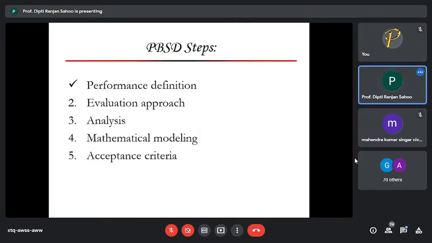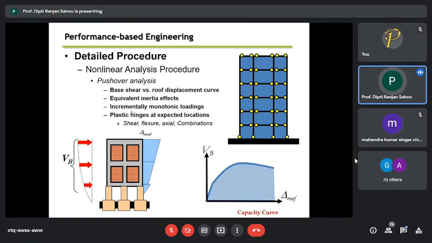Okay. The second one is how to evaluate. So that is the performance definition. Now, the second one is how to evaluate the structure or how to achieve that. To do this, I say that you can follow a linear method or you can follow a non-linear method. Non-linear method is more accurate. It requires significant knowledge of non-linear modeling and structural behavior.